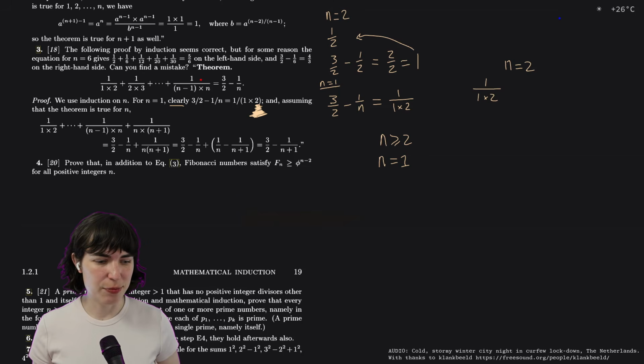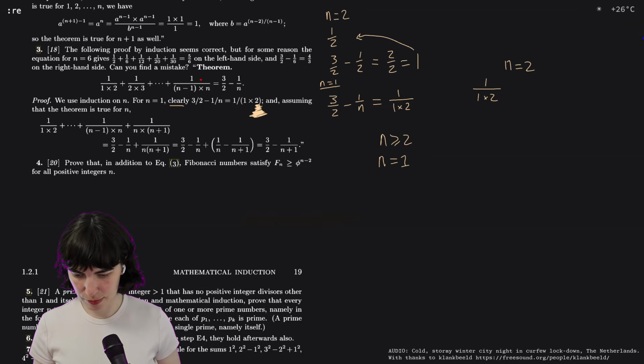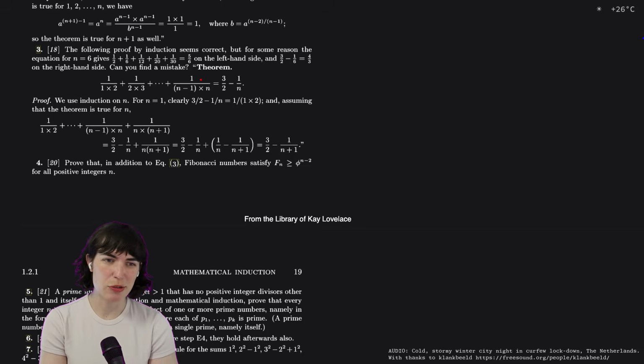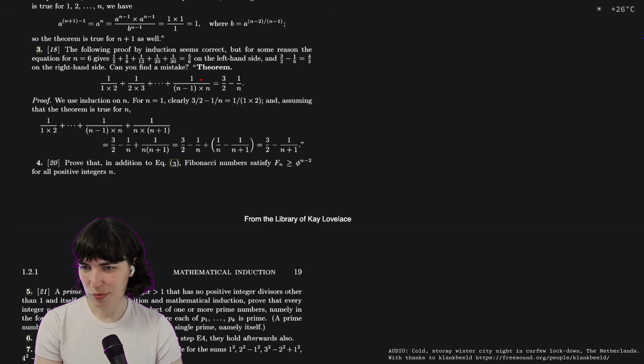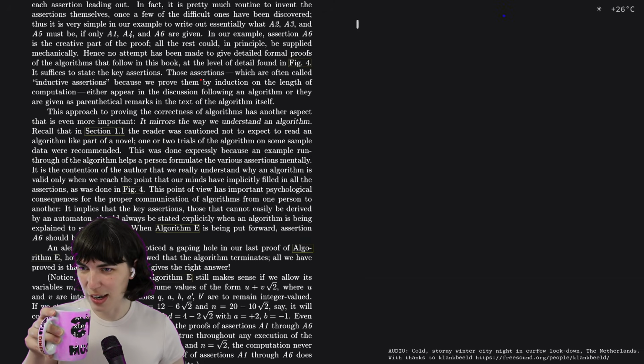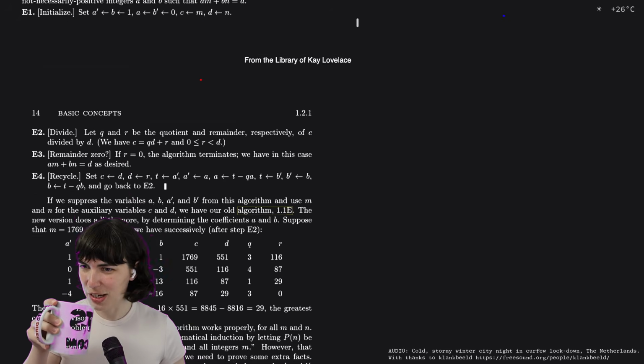What time is it? 7. Let me read number 4 anyway. 20. Prove that in addition to equation 3, Fibonacci numbers satisfy Fn, so the Fibonacci term n, is greater than or equal to phi to the power of n minus 2 for all positive integers n. Okay. That sounds like a bit of fun. I don't know if it's fun for today or not. I think it's probably not fun for today.